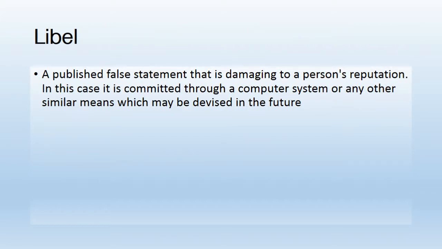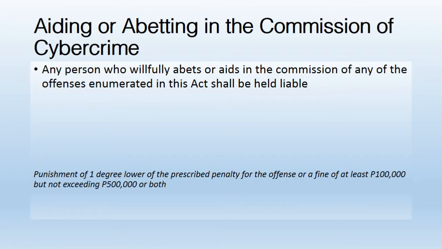Number 13. Libel. Libel is a published false statement that is damaging to a person's reputation. In this case, it is committed through a computer system or any other similar means which may be devised in the future. Number 14. Aiding or abetting in the commission of cybercrime.